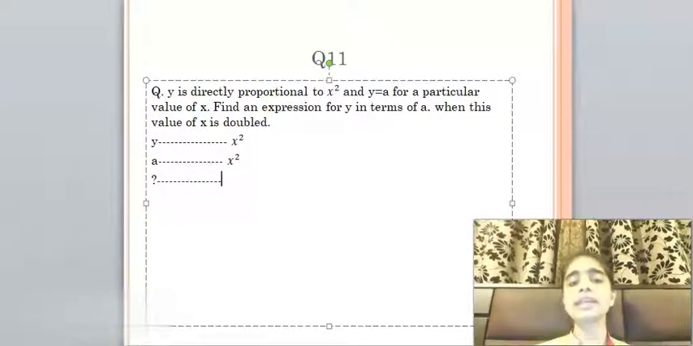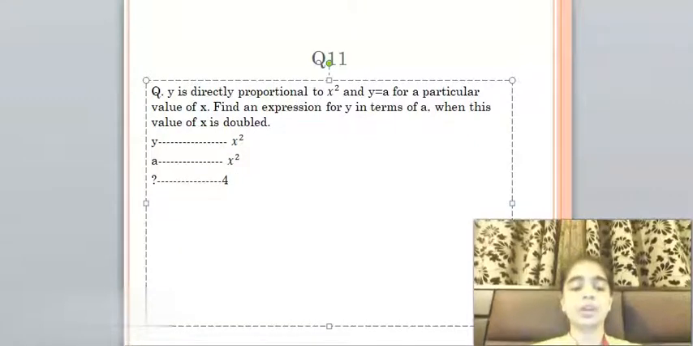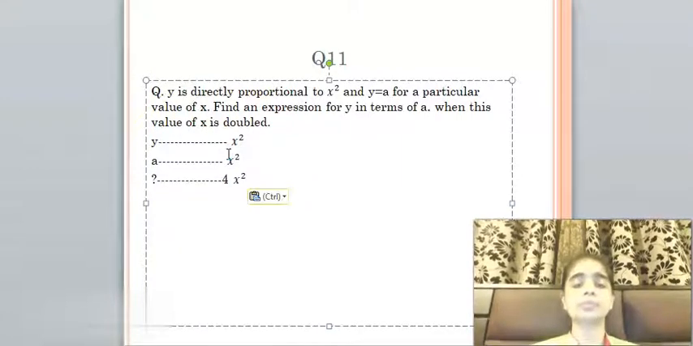When I'm saying that this value is doubled, that means in place of x, I am putting 2x, because I'm doubling it, right? x plus x is 2x. So 2x whole square will give me 4x square. Now I can easily cross multiply this. So it will be 4ax square is equal to question mark x square. We are actually finding this question mark.